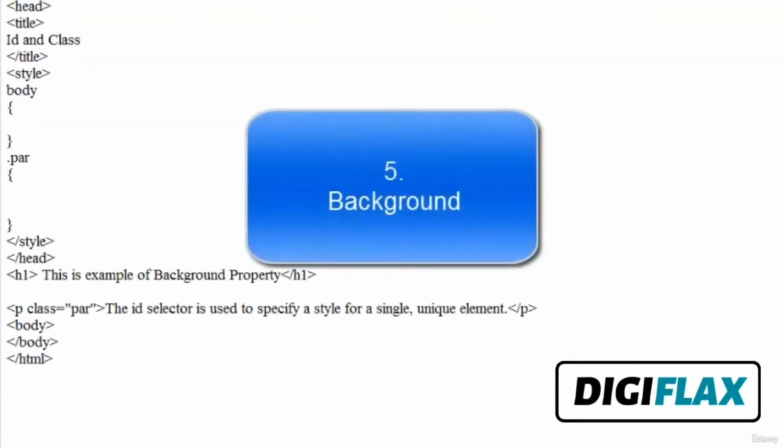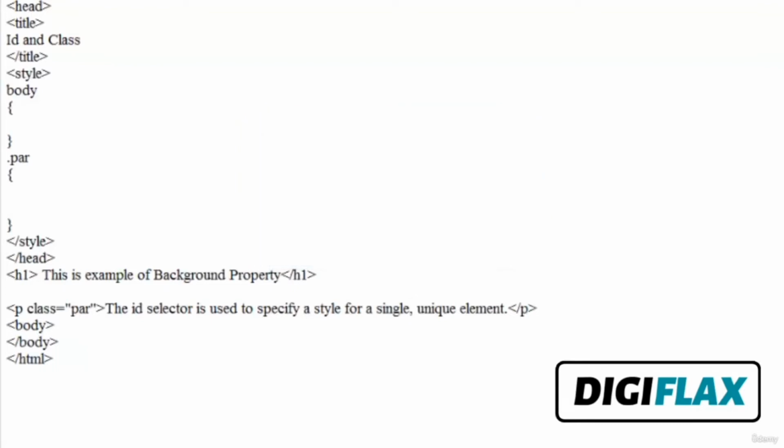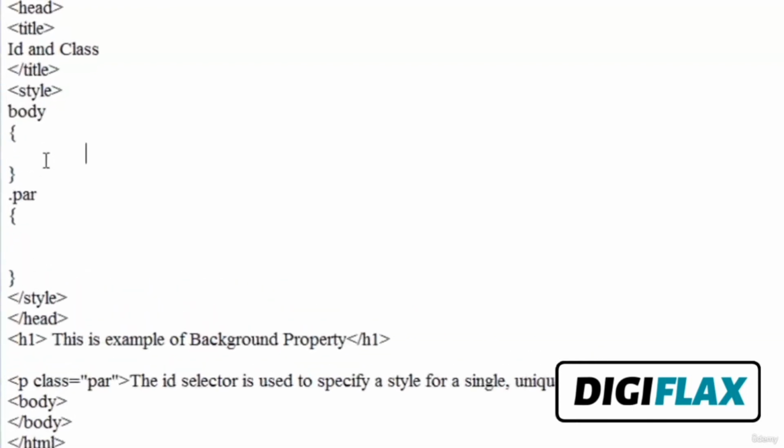Welcome friends. In this tutorial we will learn how to set various background properties. So we are utilizing the same HTML code which we created in the previous tutorial. We have created one h1 tag and one p tag, and we have defined the class para, and we have also used the body selector.